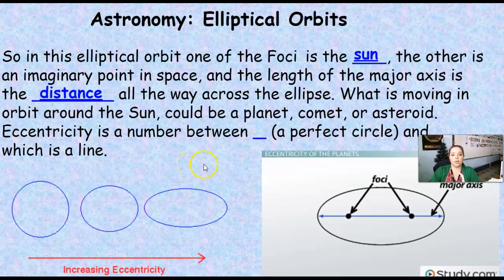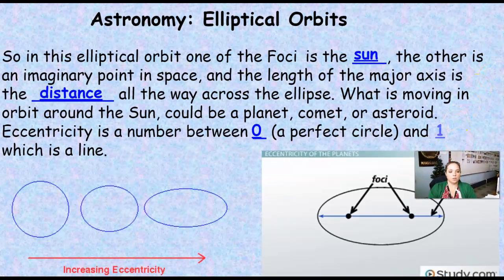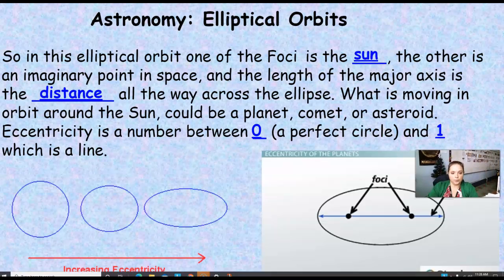Eccentricity is a number between 0, which is a perfect circle. How to remember that? Well, 0 is a circle. And 1, which is a line. If you were to just draw 1, it'd be a line. So you've got 0, a circle, 1, a line. It's more eccentric the closer it becomes to a line, okay? So it's less eccentric at a 0, more eccentric at a 1.